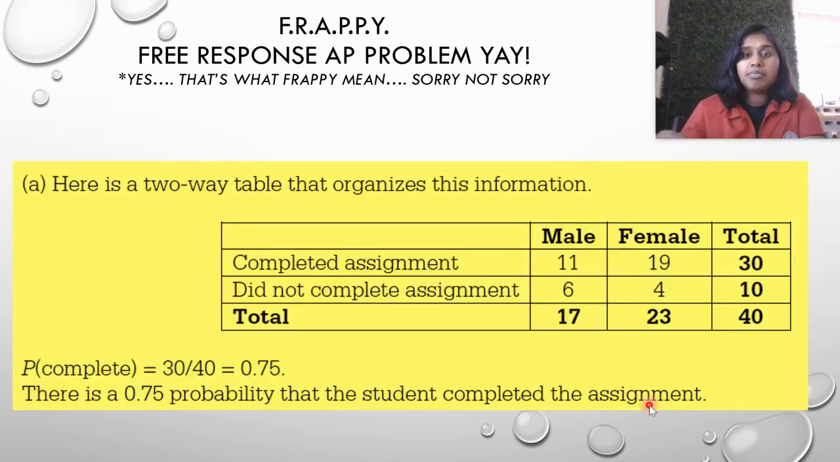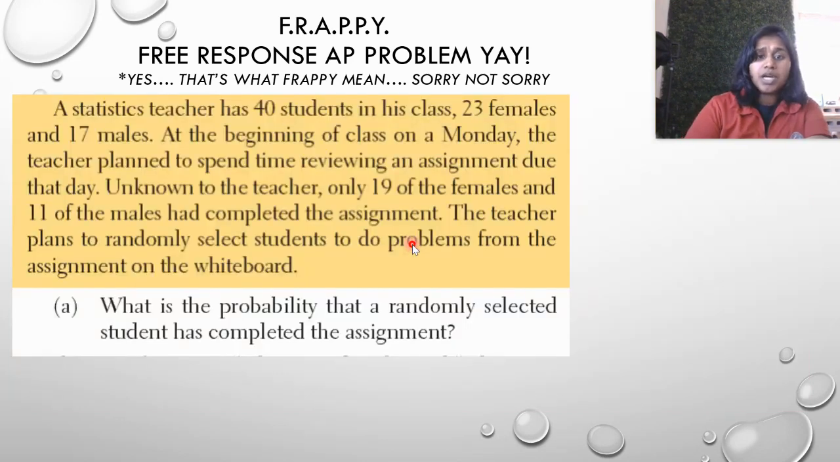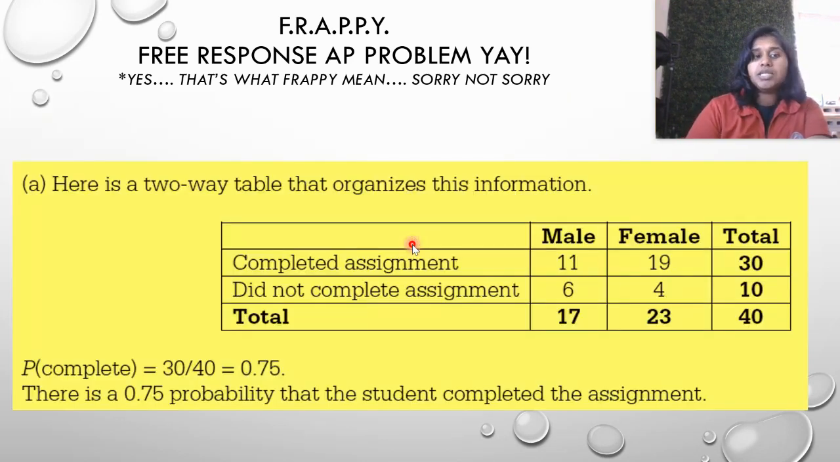So we're going to jump on into probability calculations. The first thing I did was organize the information into a two-way table. So here's that two-way table. To get my probability that any student selected has completed the assignment, I go for completed assignment and look for that total, or I add it up myself. So the total of kids who have completed the assignment over the total number of students would be the probability of completion. So 0.75 probability, or 75% chance the student completed the assignment if I randomly select from my 40.